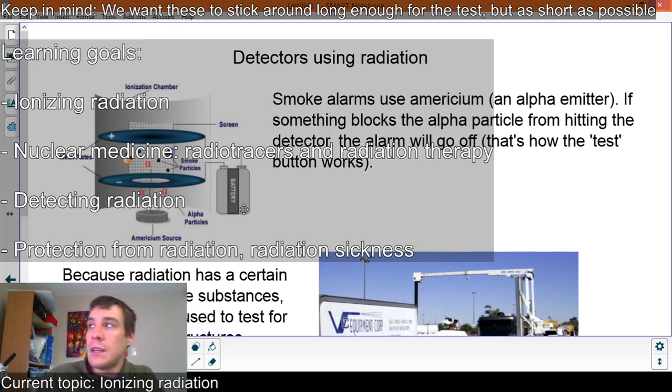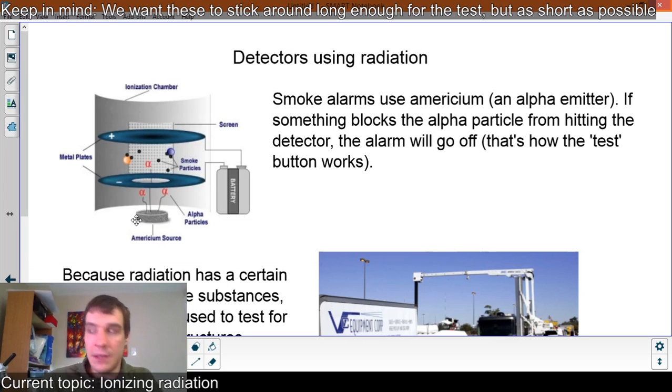So detecting radiation. I'm going to pause so I can fix this stuff up just a sec.